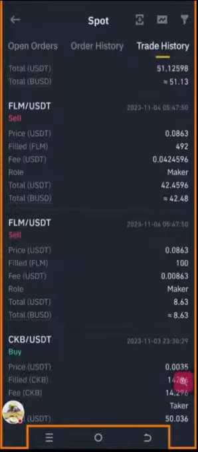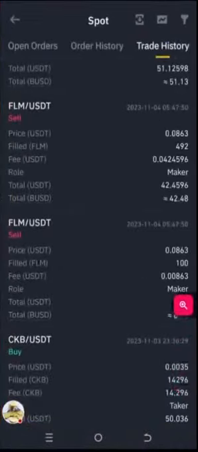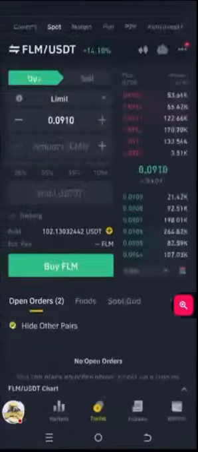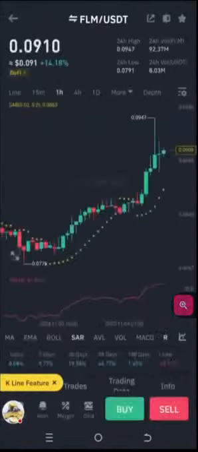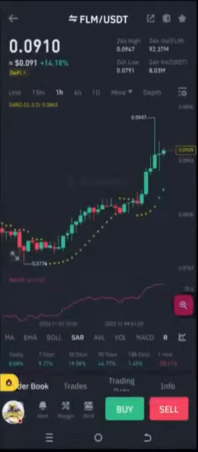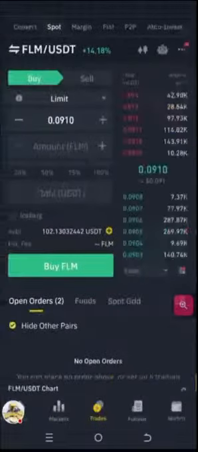Let's go check what's happening to the chart so that we can see what's happening. This happened about how many hours ago? Yeah, see, it's about 3 hours ago. Let's check how long this trade must have taken altogether.